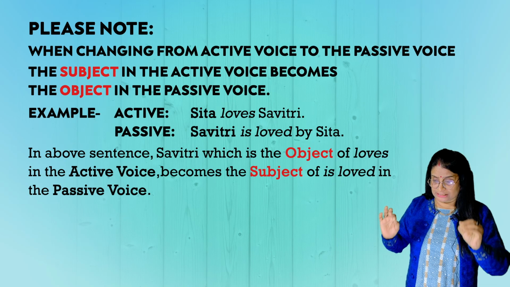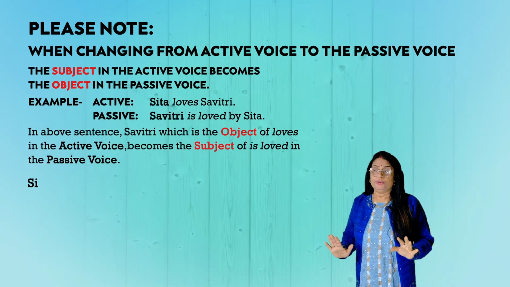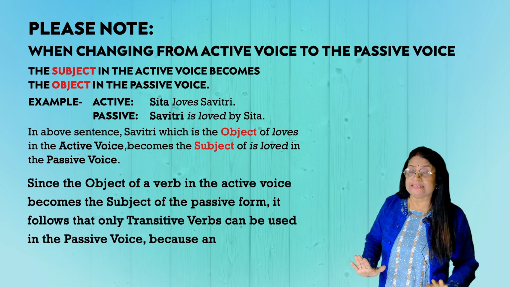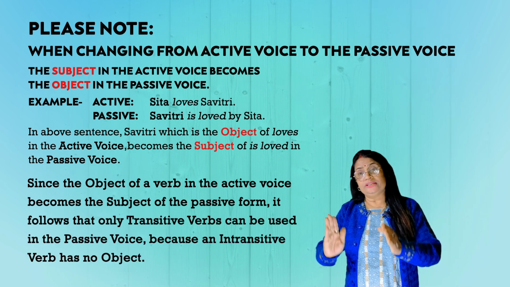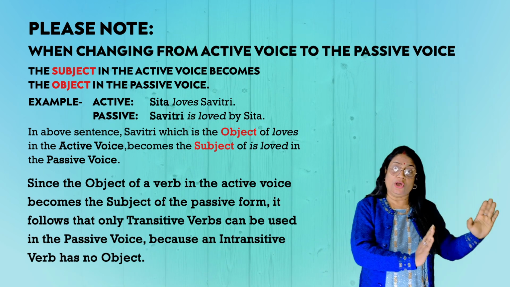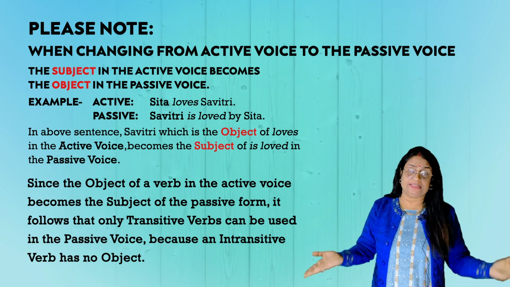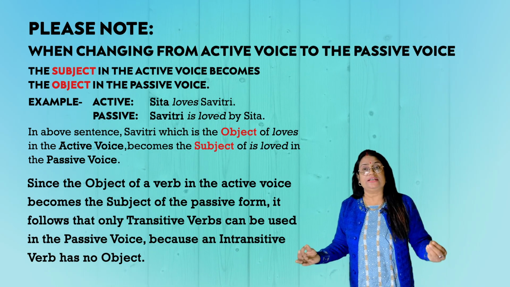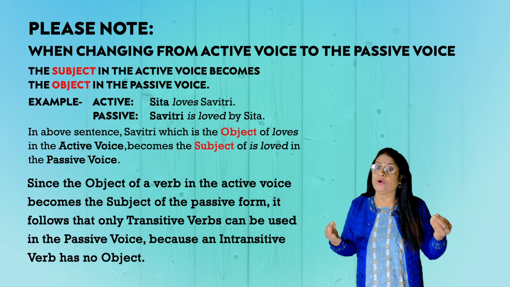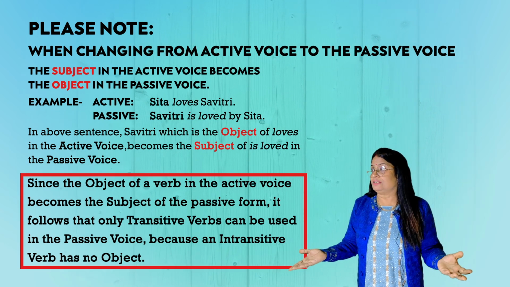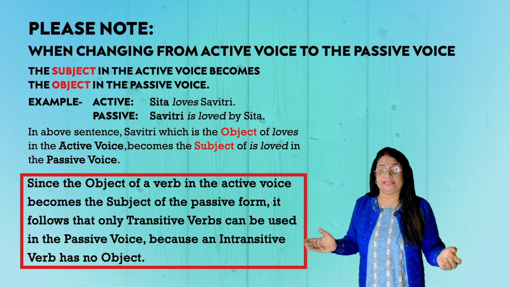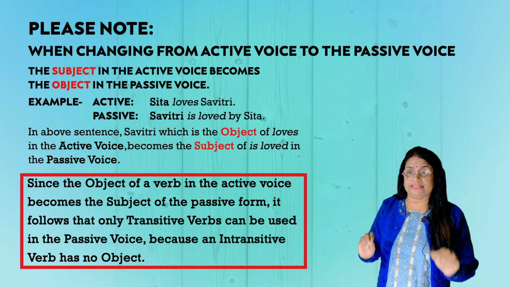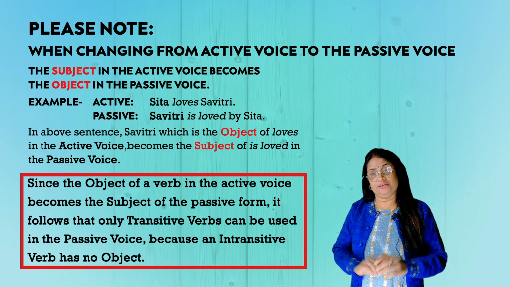So, since it is so, we can only change the transitive verbs. Only the transitive verb has got an object, and therefore a transitive verb can be changed into the passive, because an intransitive verb has no object. An intransitive verb by itself is complete and needs no object. So that is why an intransitive verb cannot be changed to the passive.